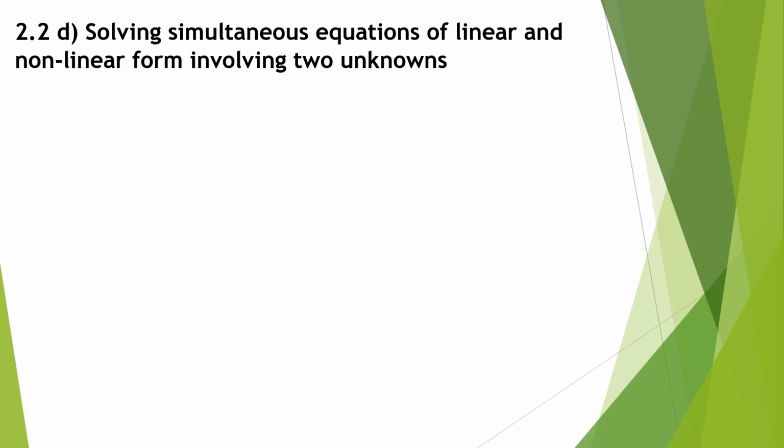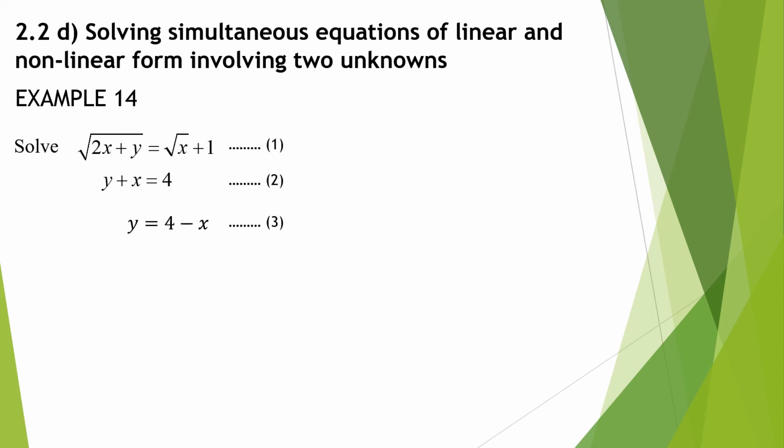In the subtopic 2.2d, you will know how to solve simultaneous equation of linear and nonlinear form involving two unknowns. For example, this question asks us to solve these two equations, square root of 2x plus y equals to square root of x plus 1. This is the first equation. And y plus x equals to 4, another equation. We name the first equation as 1 and the second equation as 2.